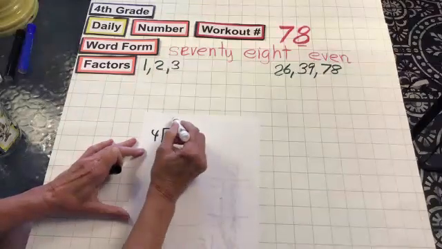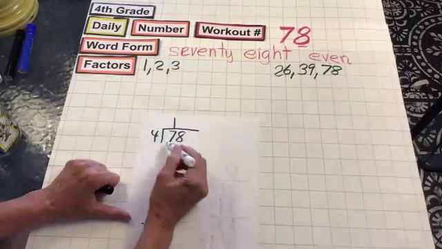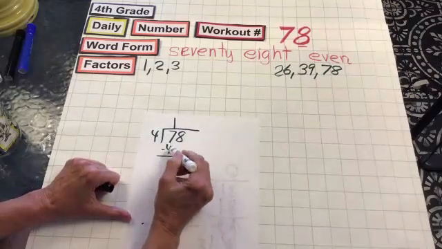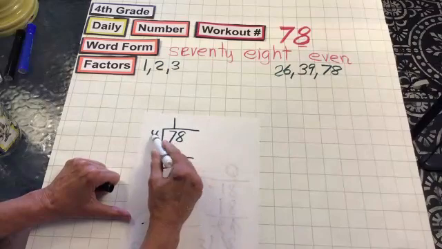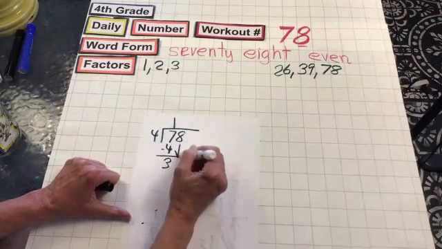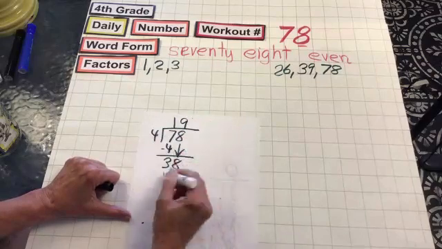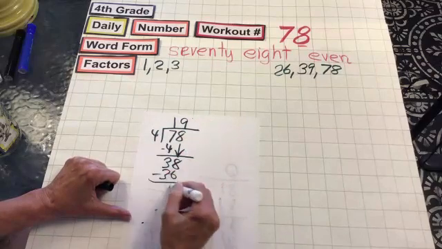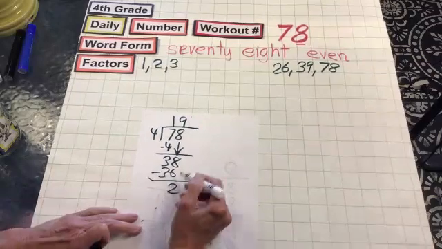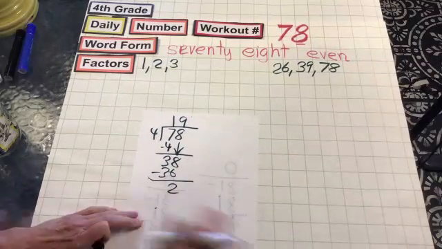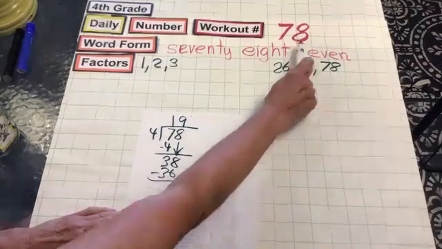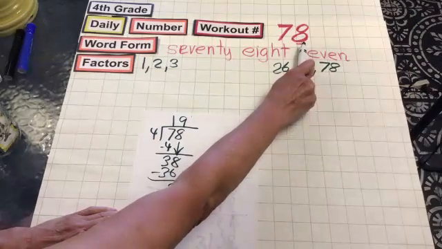4 goes into 7 1 time because 1 times 4 is 4. 7 minus 4 is 3. 4 doesn't go into 3, so we're done with that column. Drop down the 8. 4 goes into 38 9 times because 9 times 4 is 36. Subtract that, we got 2 left over. So there's a remainder. So 4 doesn't go in evenly. Does 5 go in? No, 5 does not go in because it doesn't end with a 0 or a 5.